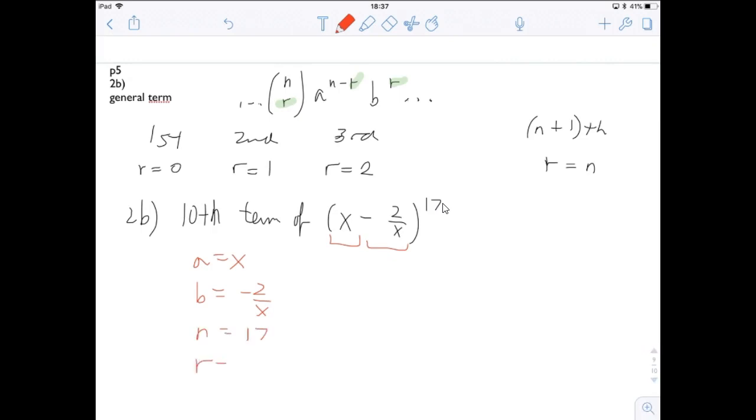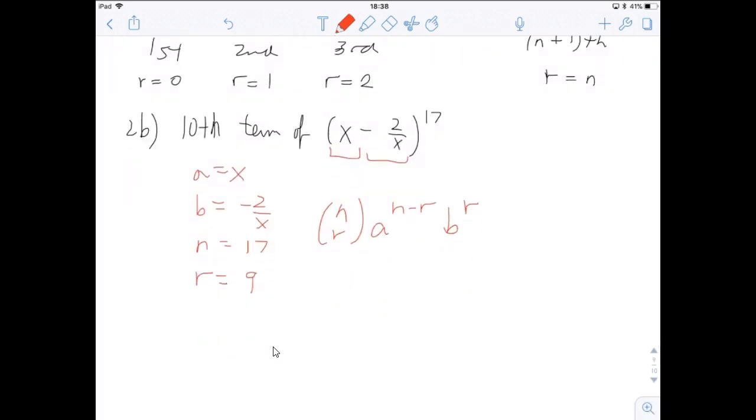Okay, what's the r value going to be? Like we just talked, if it's the 10th term, then that means it would be 1 less than 10, so r value would be 9. Now that you have all these numbers, now you just need to fill everything in to the general term. So the general term formula is n chooses r, a to the n minus r, b to the r. Okay, and n chooses r would be 17 chooses 9. A to the n minus r would be x, and put everything in parentheses here.